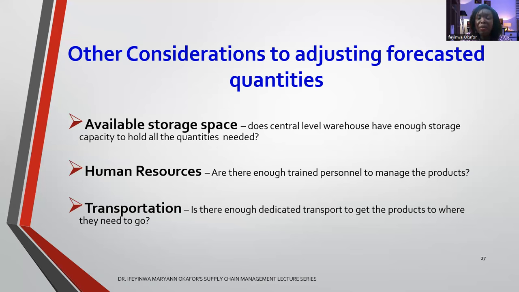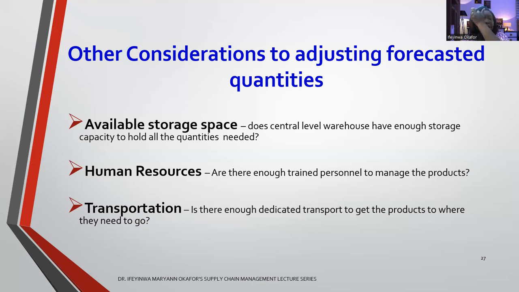Human resources. Are there enough trained personnel to manage the products? You need to look at your human personnel. If you don't have enough human personnel to manage the product, that means you have to do what? Look at your forecasting assumptions again and then revert.